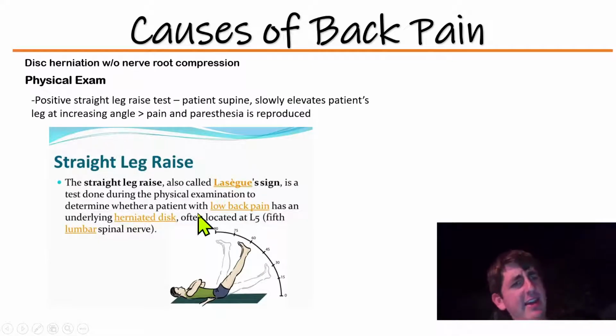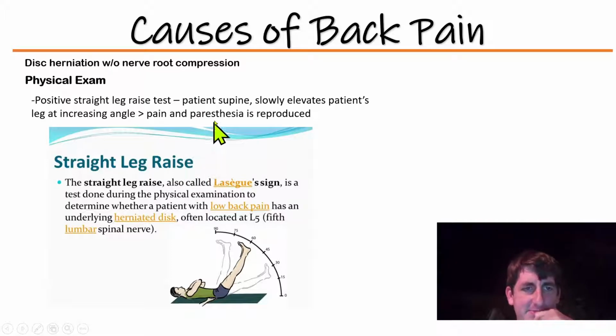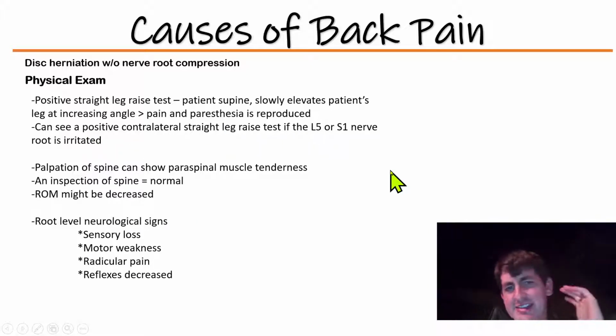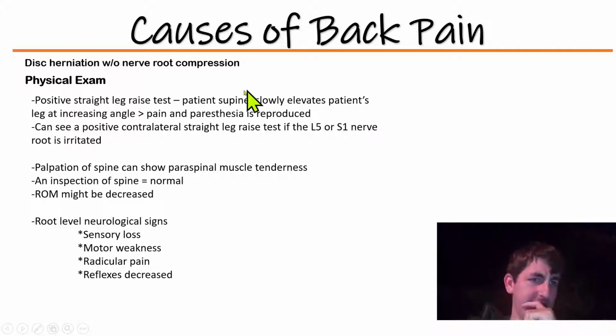Physical exam. Okay, y'all. So you're going to have a positive straight leg raise test. Put your patient supine, elevate their leg, increasing the angle. Pain and paresthesia is reproduced. That sciatic pain reproduced. And you can tell if it's often L5, right? Herniated disc. So that's something you want to do. You can also see a positive contralateral straight leg test if the L5 or S1 root is compressed.